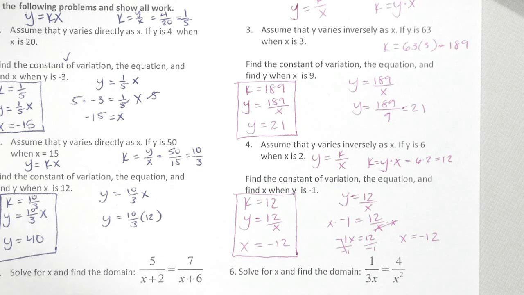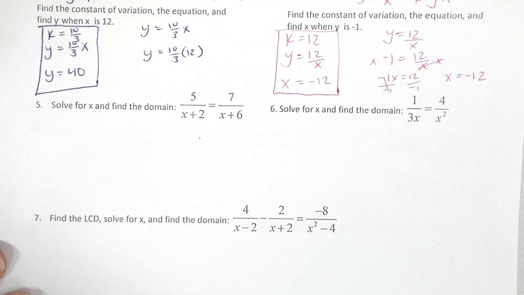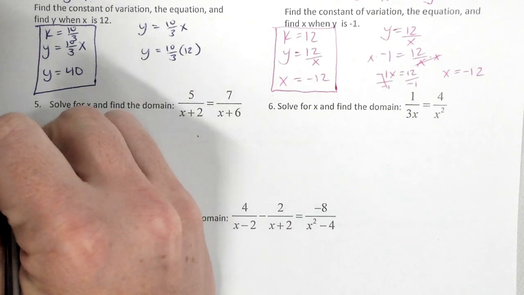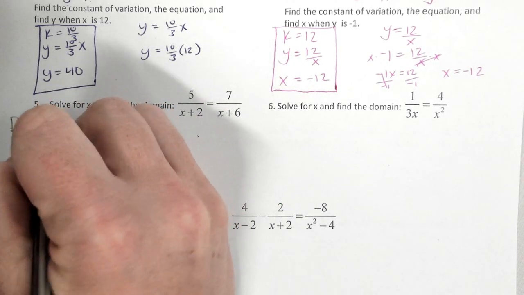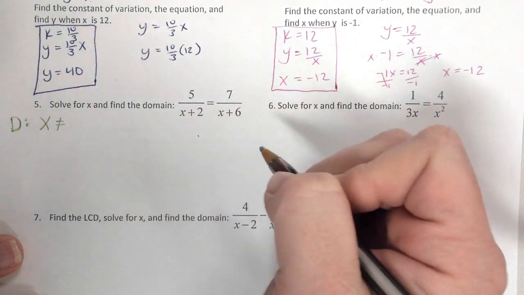Okay, so that's direct variation and inverse variation. So now let's look at solving. So this is solve for x and find the domain. I did not ask for your LCD because this one is set up for cross multiplication. So your domain is what x cannot be. Remember, we're kind of cheating and making it shorter, but remember, that's like setting your denominator equal to 0.